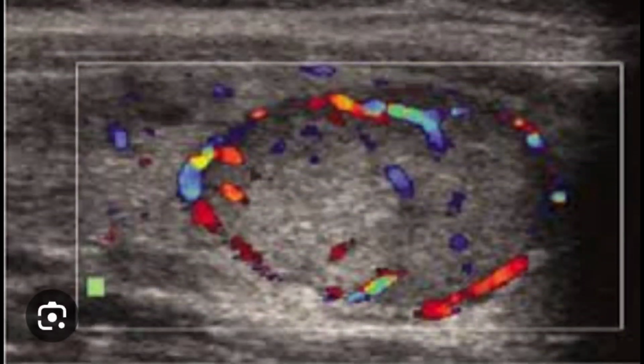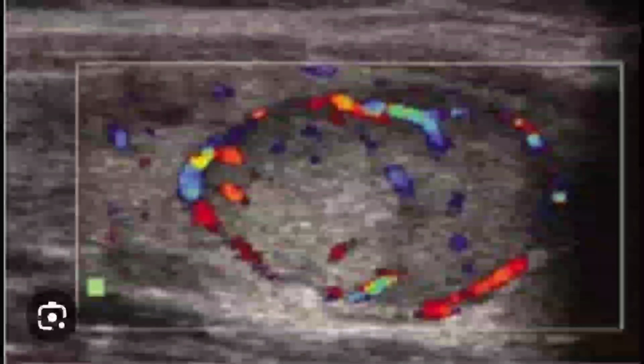So all 5 points have been discussed. Now I will repeat it for your understanding and for your revision. If there is any hyperechoic, hypoechoic or isoechoic lesion with a hypoechoic halo, this would be a benign lesion.